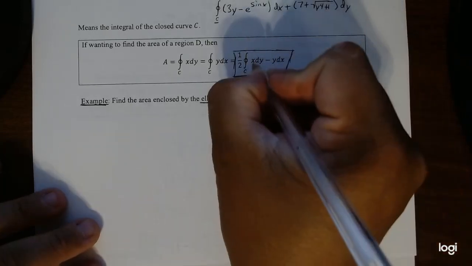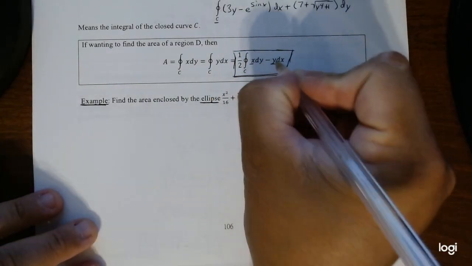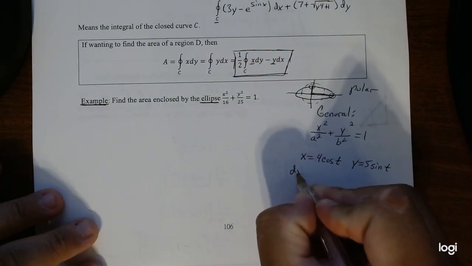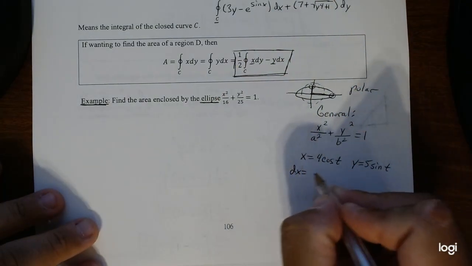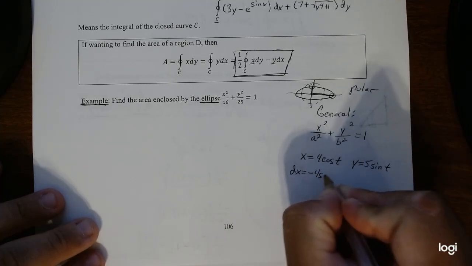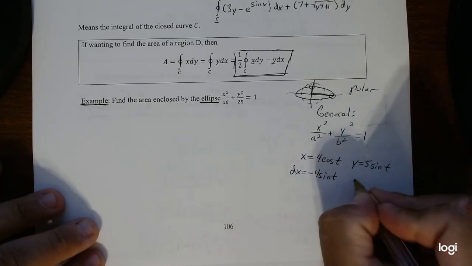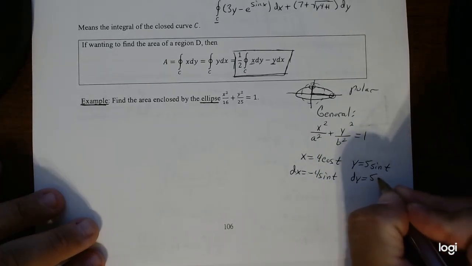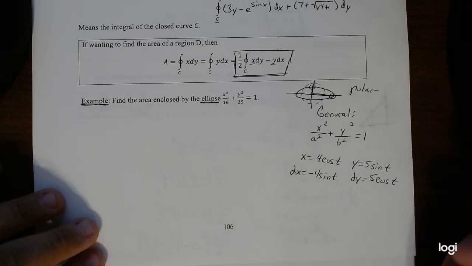So now that represents this value there and there. So now we're just going to find dy and dx. So dx is the derivative with respect to cosine, so we get negative sine. And same thing over here, take the derivative with respect to t. This is going to be 5 positive cosine t.